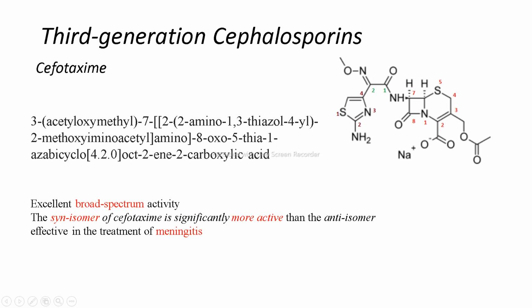methoxy amino acetyl amino, right? It is same as the previous drug, cefuroxime. There is a methoxy amino acetyl amino, then 8 oxo, 5-thia, 1 azabicyclo-oct, 2-ene 2 carboxylic acid, right? So this is what about the IUPAC nomenclature of the cefotaxime.